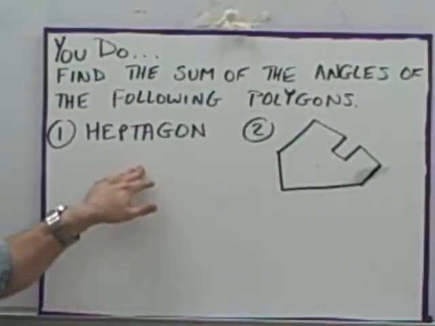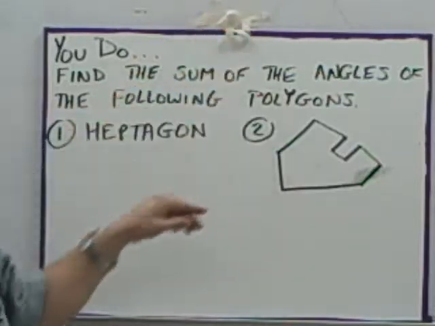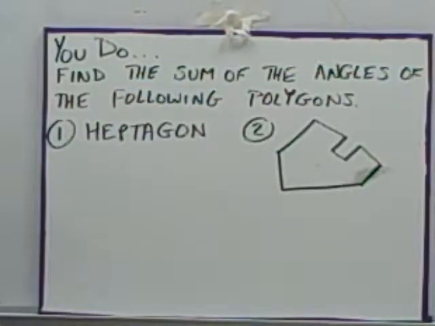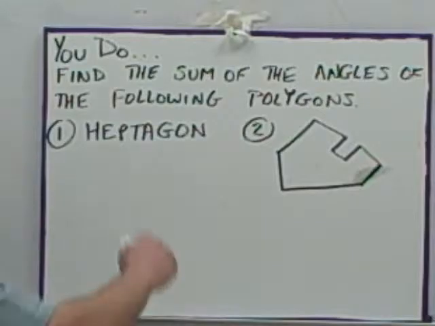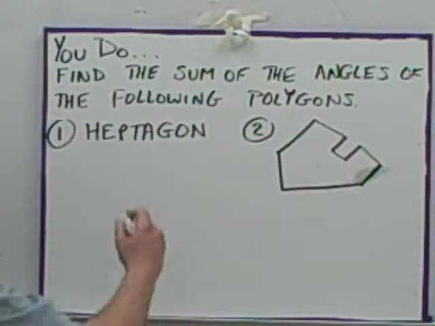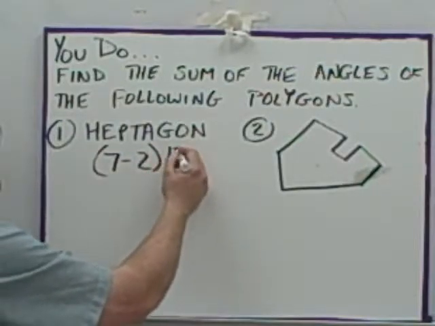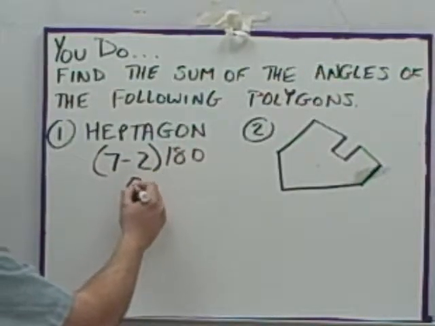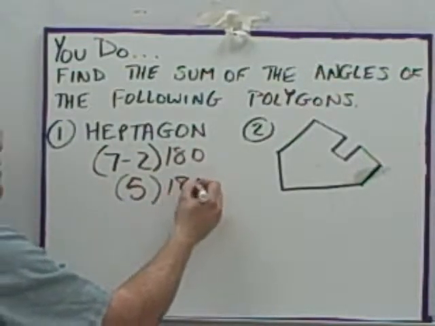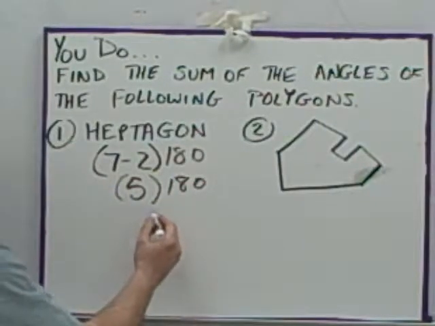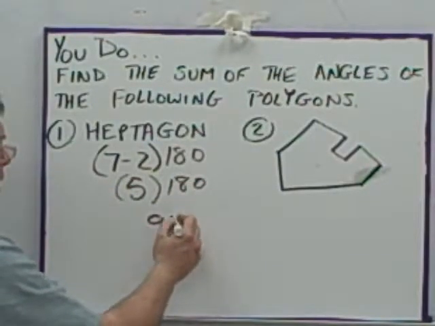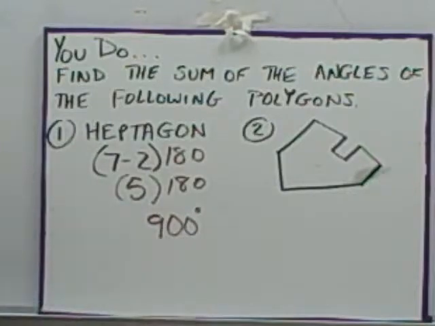Here you are given 2 shapes. Find the sum of all the angles of these polygons. Pause the video. Welcome back. A heptagon is a 7-sided figure. So it's going to be (7 minus 2) times 180, which would be 5 times 180, which is going to give you 900 degrees.